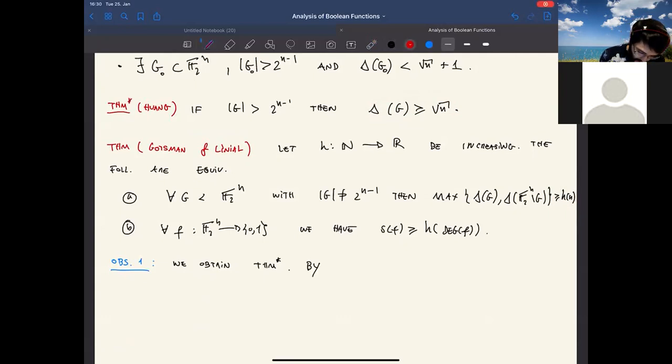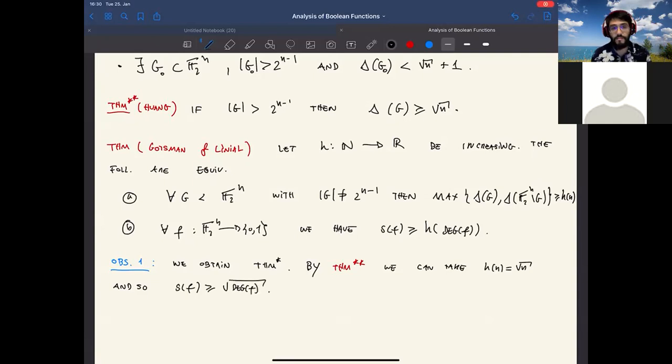So by theorem 2 stars, we can take h of n to be square root of n. And so we have that the sensitivity of f is greater or equal than the square root of the degree of f. And that's it. That's what we wanted.